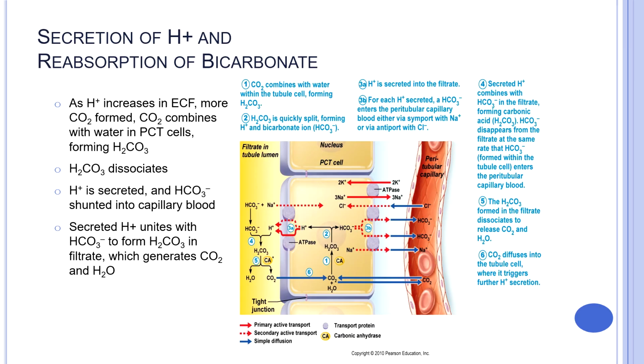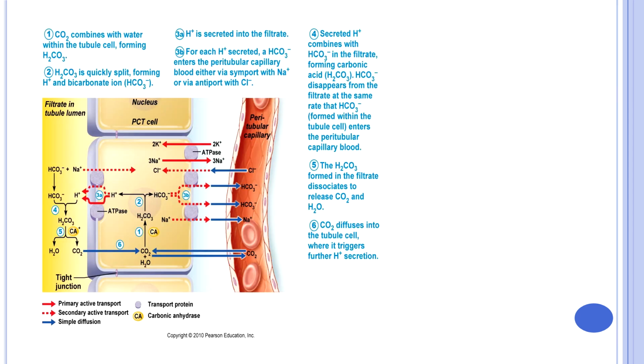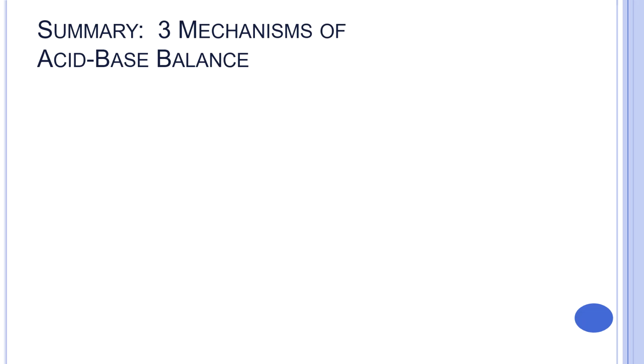Carbonic acid dissociates, hydrogen ions are secreted, and bicarbonate is shunted into the capillary blood. Secreted hydrogen ions unite with the bicarbonate to form carbonic acid in the filtrate, which generates carbon dioxide and water. Bicarbonate disappears from the filtrate at the same rate it enters the peritubular capillary blood. This is just showing you the same thing that I just read, but if you look this over closely, it will help you to understand how things are moving from place to place.